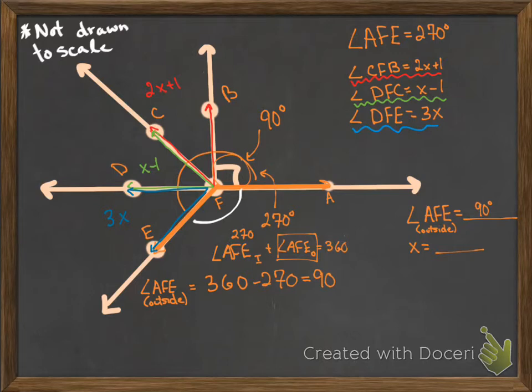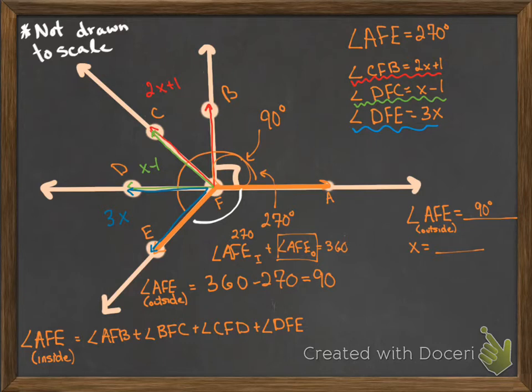All right, so now I know that all of those pieces together will add up to AFE, right? The red angle plus the green angle plus the blue angle plus that 90 degrees give me AFE on the inside. And I know what AFE is equal to. It's equal to 270. So let's set up an equation and then solve for x. So AFE is that right angle, AFB plus BFC plus CFD plus DFE, and I know what all of those are, so I can plug them in. So 270 is AFE on the inside, AFB is 90, and then 2x plus 1 is BFC, CFD is x minus 1, I'll put parentheses around those, and then DFE is 3x.